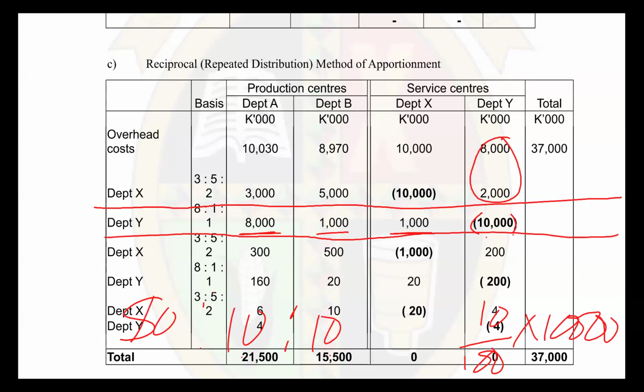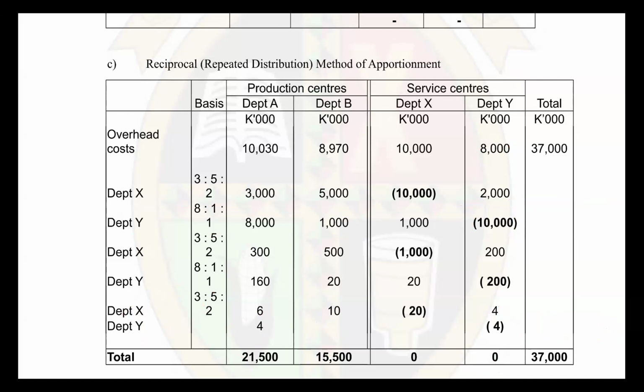Okay, so what are we going to do? We go now back to X. X has 1,000. This 1,000 should not be here. It has to find itself into the production centers. So we need to allocate this 1,000 again. We need to distribute the 1,000 from X. All right, what are the bases of apportionment? We go back. It is 30%, 50%, and 20. That is how X is sharing.